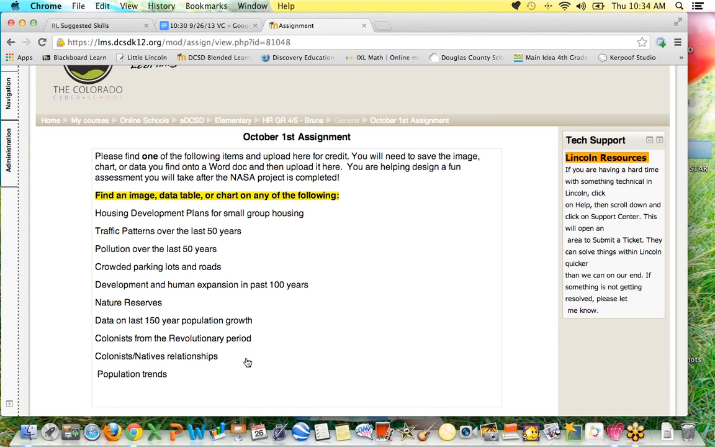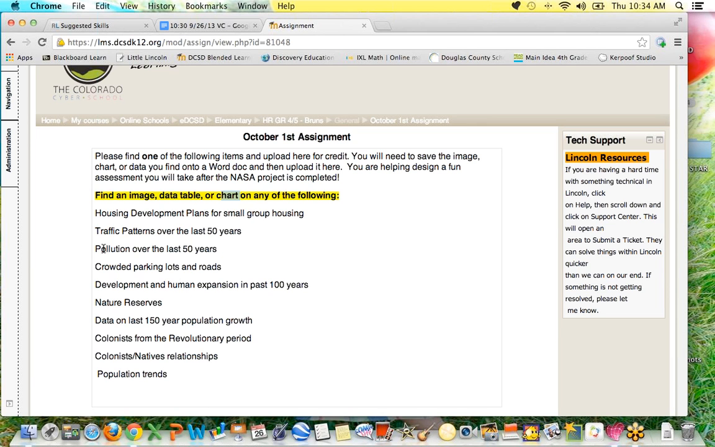What you're going to be doing is helping me create a test. And it's going to be a fun test. And you probably won't even feel like you're taking the test when you do take it. But it will be at the end of our NASA unit. And what I'm going to need you to do, and probably just using Google, you're going to find either a picture or some data or maybe a chart or a graph on one of the following topics. You don't have to do all of them. Just pick one that sounds interesting to you.